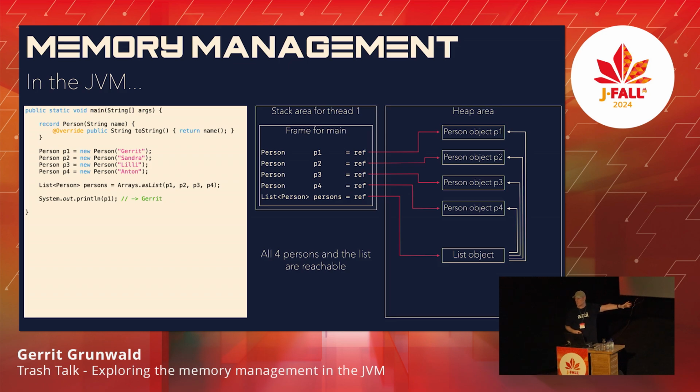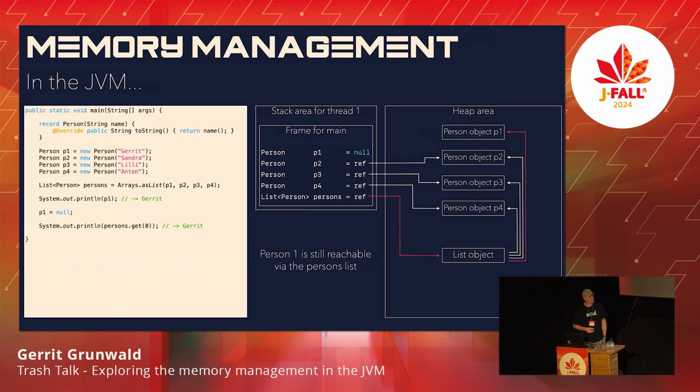These objects are all reachable. That means you can reach them from the stack frame following the references, you can reach them on the heap. So if I now set p1 to null, then if I would print out p1, I won't get any result back. But because it's still referenced by the list, the object is still reachable, right? The reference is gone to the object directly from the stack frame, but via the list you still have the reference to the object. You can ask for the list, or persons.get(0), and then you will get the same result as before. So the object is still on the heap.